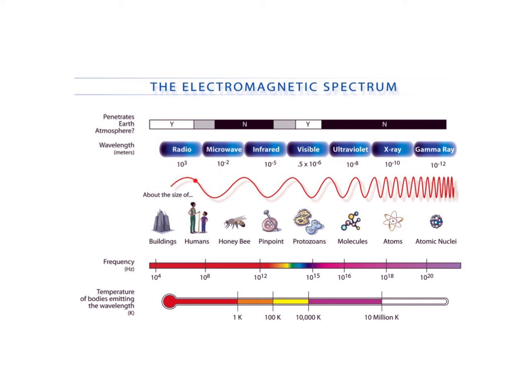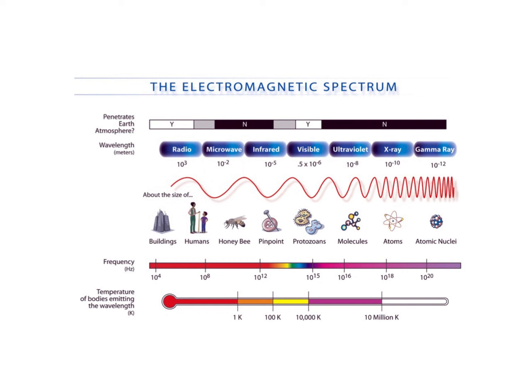Now, as you're increasing the frequency, the shaking is getting faster and faster, and the wavelength gets shorter. So we go from 10 to the third to 10 to the minus 2, and we call that part microwaves. It's still part of the radio portion of the spectrum, but we call that region microwaves. That's why your microwave oven is called a microwave oven. It uses that portion of the spectrum.